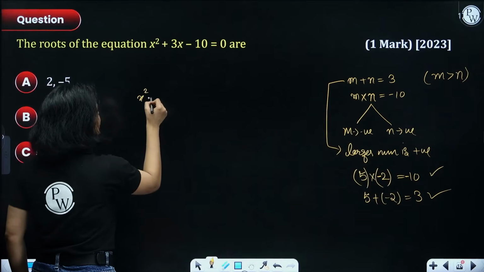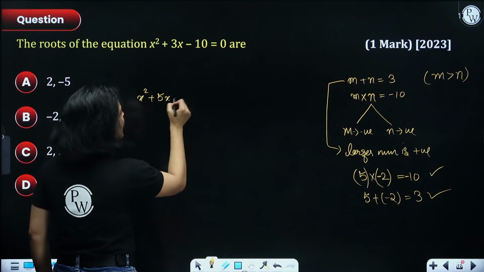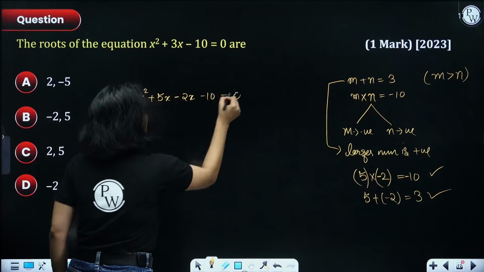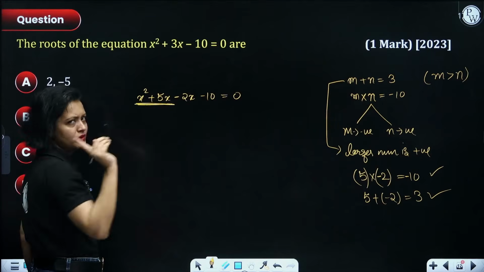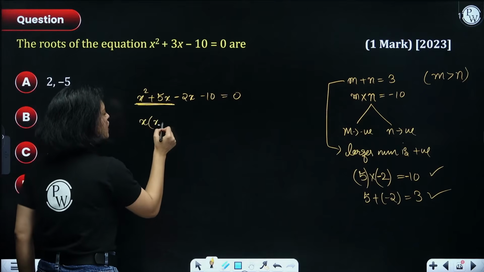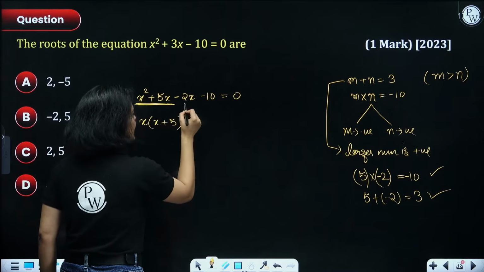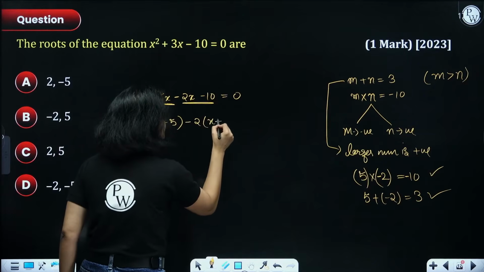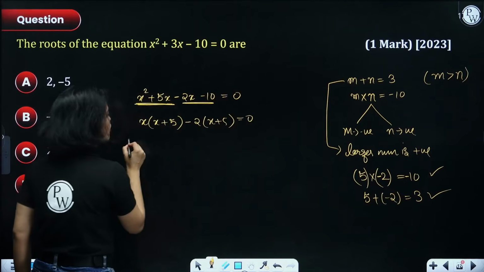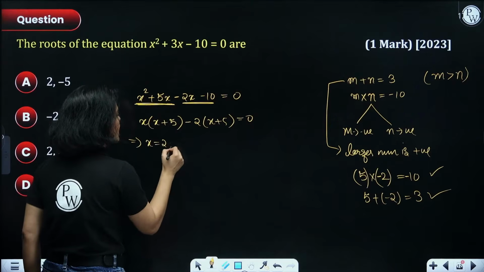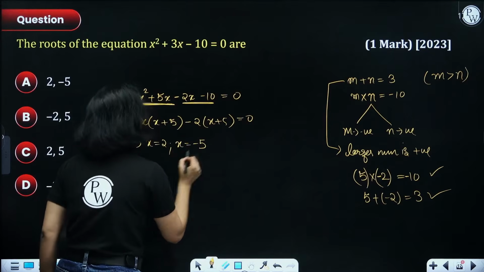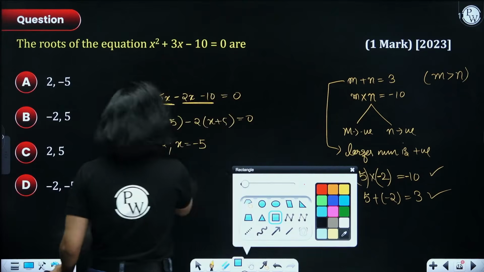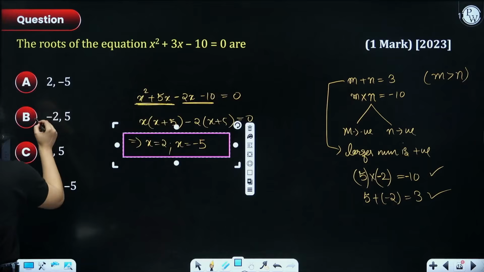Chalo, now I will do what? I will write 3x as positive 5x minus 2x. Okay? Minus 10 is equal to 0. Now in the first two terms you will take something common. So the only common thing is x, everyone. So here we'll have x plus 5 and here again I'll take common in the last two terms. What do I have common in the last two terms? Only negative 2. So here I'll have x plus 5 is equal to 0. So from here you can see that x is equal to 2 and x is equal to negative 5. So what are the roots, everyone? The roots of this very simple equation are 2 and negative 5. 2 and negative 5, guys.